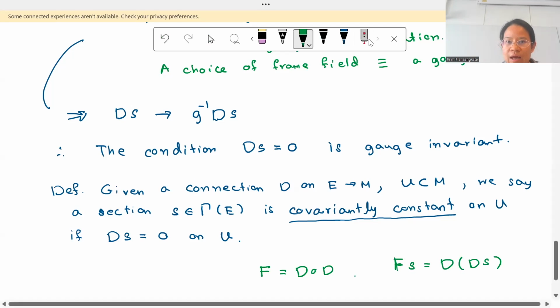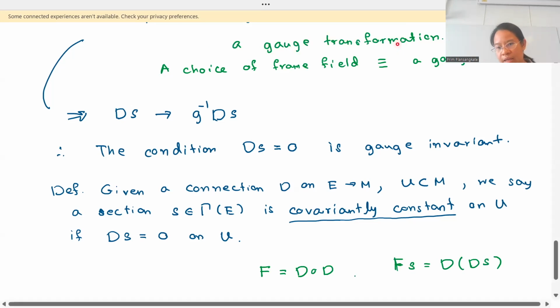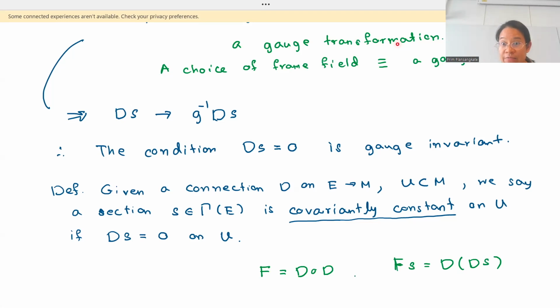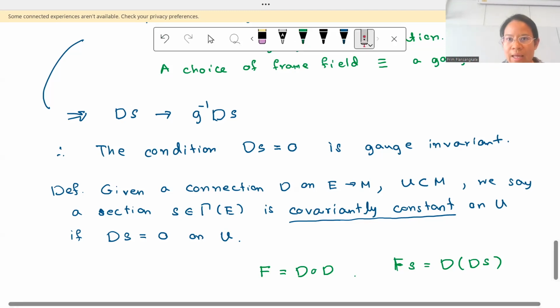But over here, the covariant derivative of a section is an E-valued one form. So this is a one form, but we have only defined the connection as an operator on a section of E, not an E-valued one form. So before we define it, I will have to say that we need to extend this operator to act on E-valued one forms first. Okay.